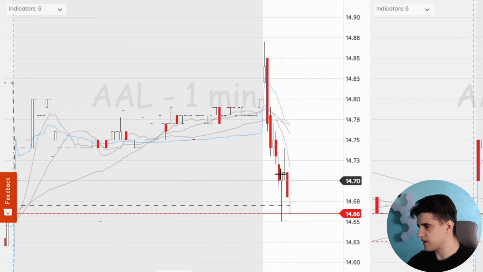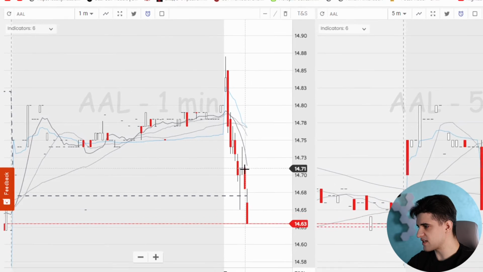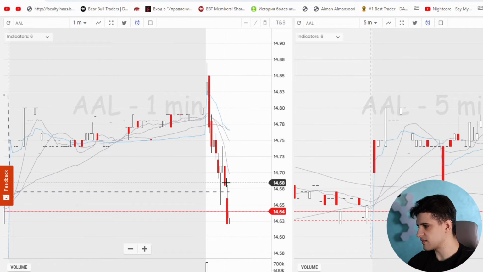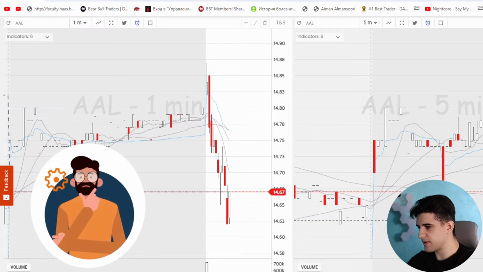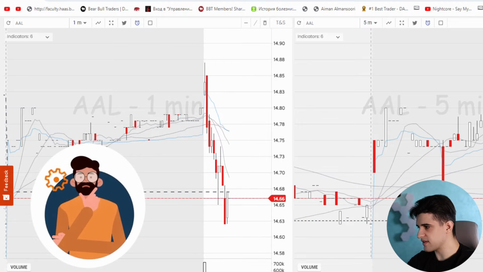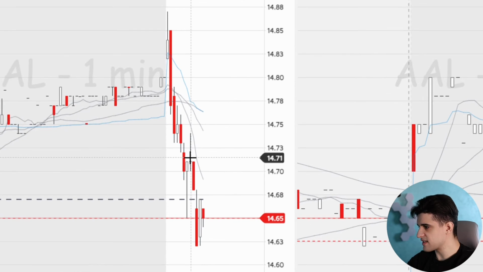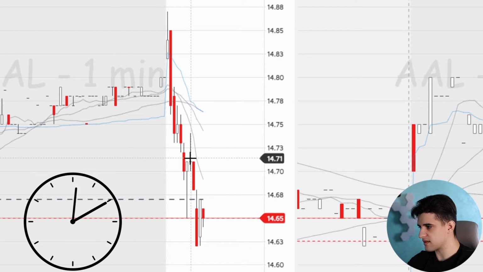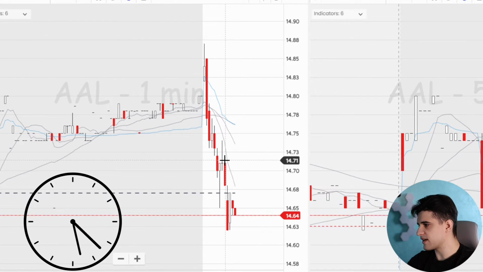The thing that you could do is maybe once you see that the reverse ABCD pattern is starting to form, you cut the position. Now you could see that AAL continued dumping into the next level, and the next level is being held. I was aggressive with my first entry and I played it only because of 1 minute candle confirmation. I paid for that and I lost money.